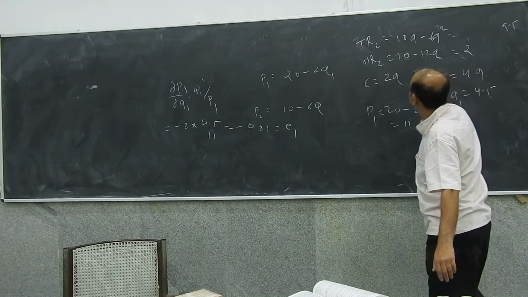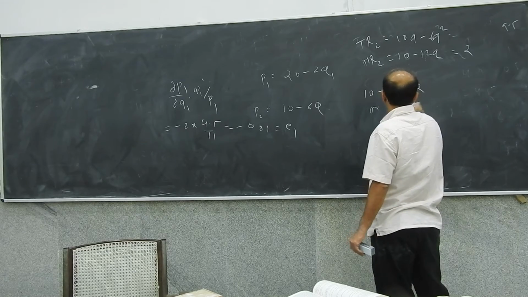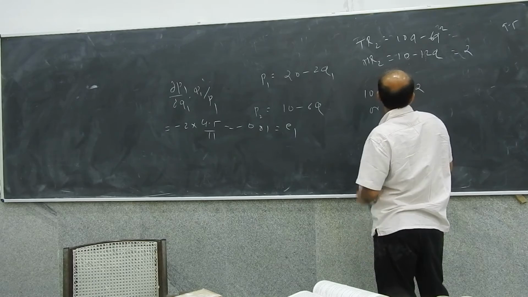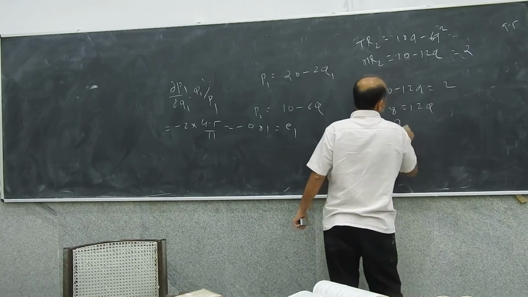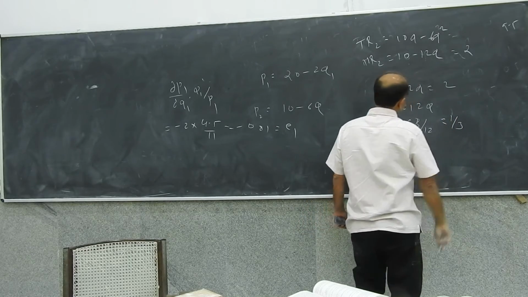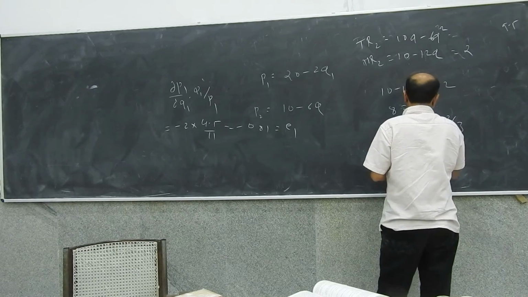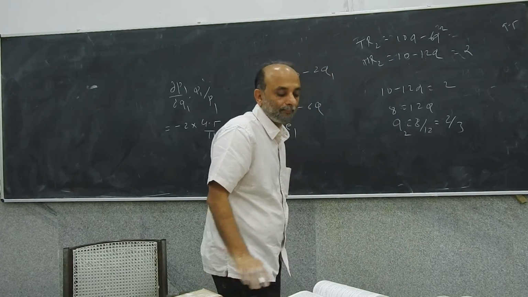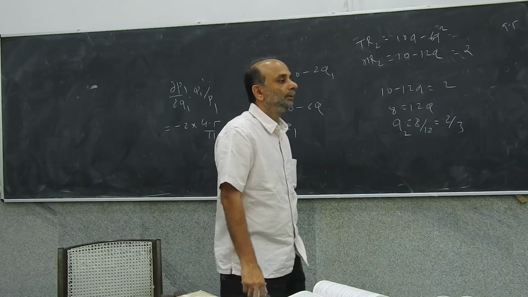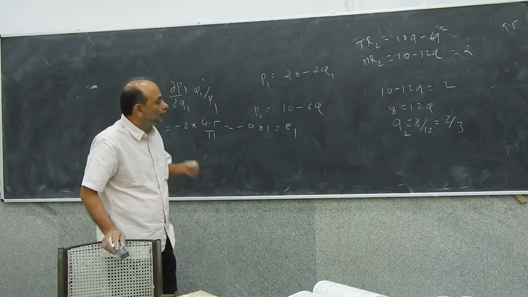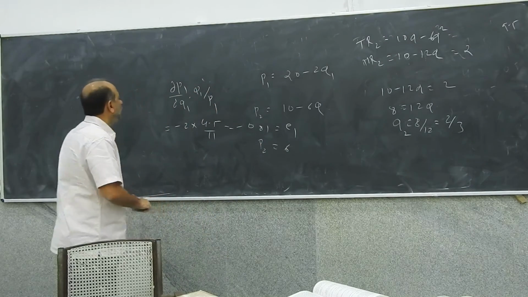So therefore Q2 is 2 by 3. P2 equals 6. So P2 is 6. Right? So this is E1.